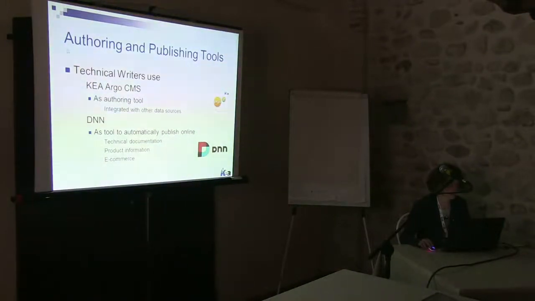In our solution, the authoring and publishing tools the technical writer uses are the content management system Argo. Argo is used as authoring tool, integrated if necessary with other data sources, especially with enterprise resource planning systems. And DNN is used as a tool to automatically publish online the technical documentation, so manuals, online helps, quick references, troubleshooting procedures, and so on. Product information, so catalogs, product catalogs, and spare part catalogs, and of course e-commerce solutions integrated with the product information.